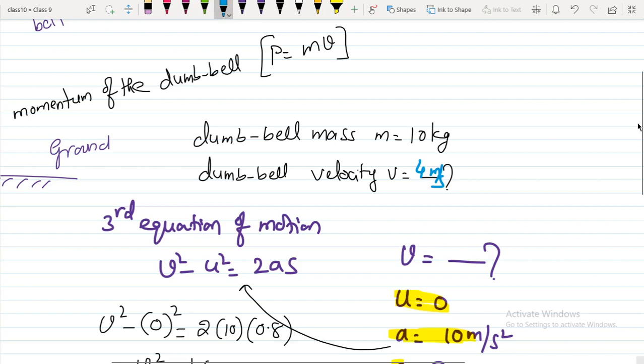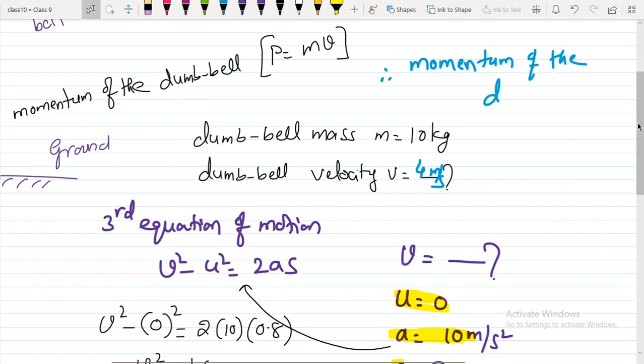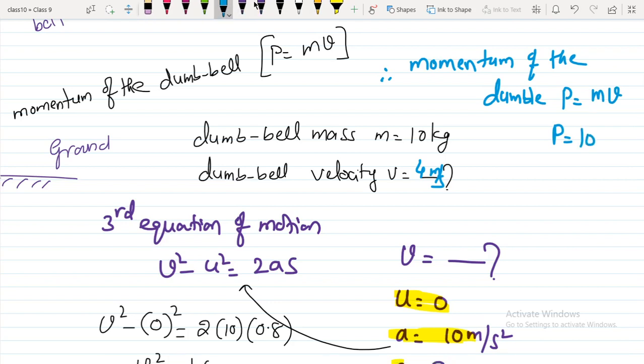Now calculate the momentum. Therefore momentum of the dumbbell, P equal to mass times velocity. Therefore momentum P equal to mass, which is given as 10 kg, and velocity, which here I got as 4. So total momentum P equal to 40 kg meter per second. So this is the amount of momentum which is transferred by the dumbbell to the floor.